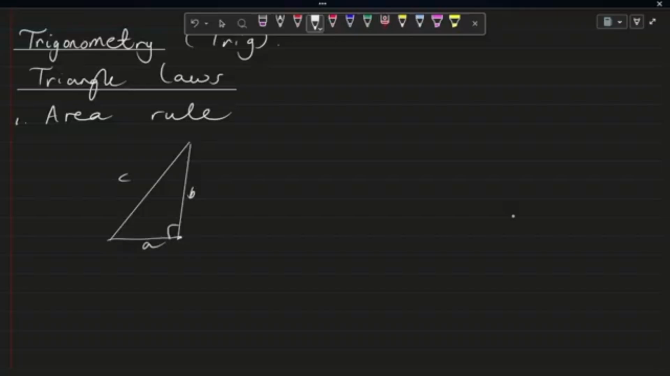Okay, so this is a 90-degree triangle, this is side A, this is side B, this is side C. We know that if this is a right angled triangle, then the area is simply half times the base multiplied by the perpendicular height, which is height B in this case.